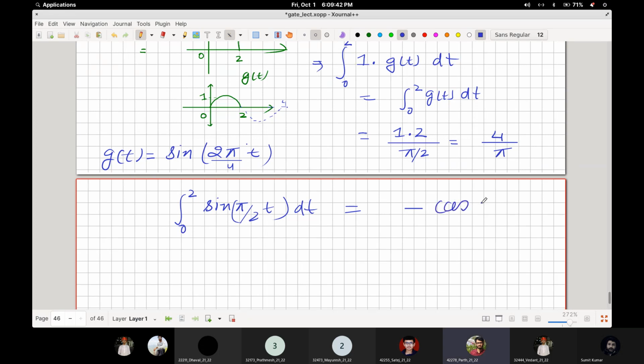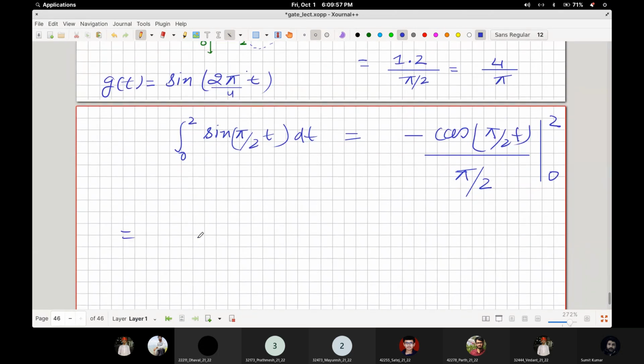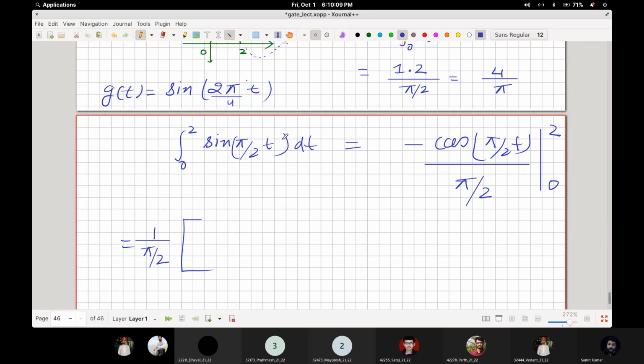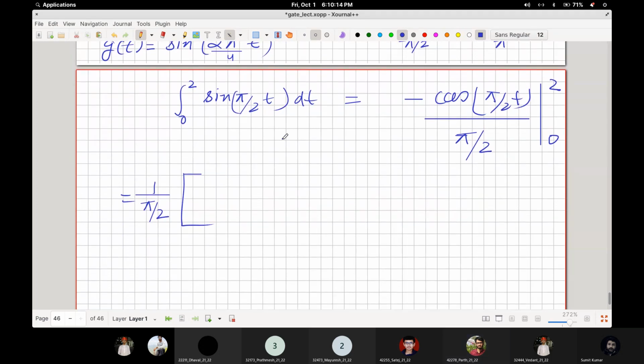Minus cos. Yes, sir. pi by 2t, and this is divided by pi by 2, isn't it? And we will put here 0 and 2, right? So अब ये बताइए, माइनस साइन है मतलब आपको 0 पहले रख सकते हैं हम लोग। So I'm going to take this pi by 2 here, and what this is going to be? Have I made any mistake here? No, sir. नहीं ना? नहीं. Okay, तो यहाँ पे क्या होगा?